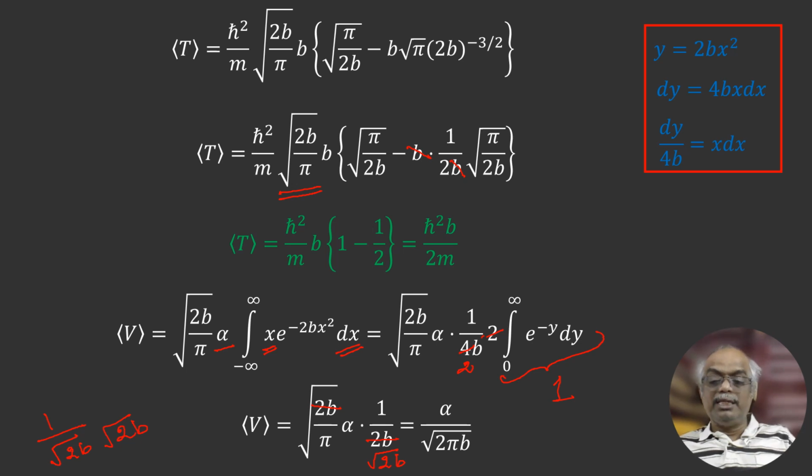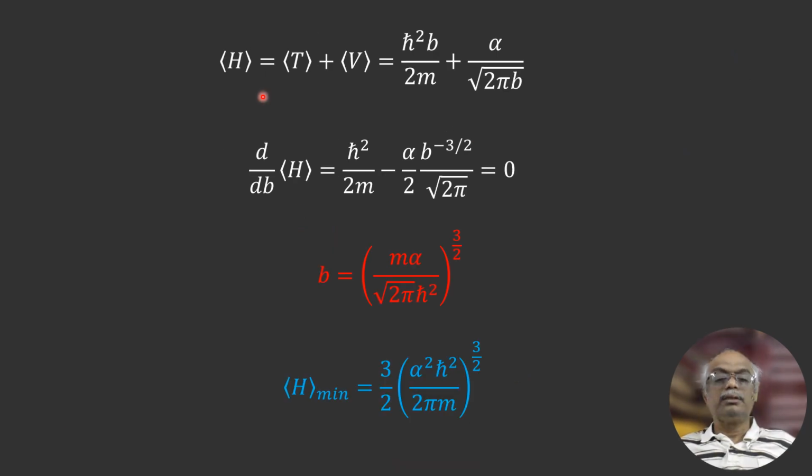Now we will see the minimum energy. Now we have to find the expectation value of the Hamiltonian, which is nothing but the sum of the expectation value of the kinetic energy and potential energy. The expectation value of the kinetic energy is h cross squared p over 2m. For potential energy, it is alpha divided by square root of 2 pi p. Now, in order to find the minimum value of the Hamiltonian, you differentiate this with respect to p, because p is the adjustable parameter, and set it to 0.